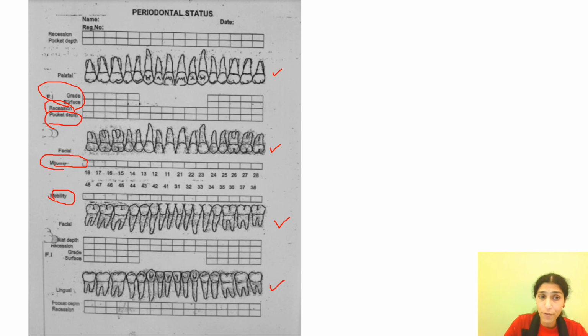Recession also has to be recorded on 3 plus 3, 6 surfaces: on the buccal 3 surfaces and palatal 3 surfaces, that is mid buccal, mesiobuccal and distobuccal. Similarly, mid palatal, mesiopalatal and distopalatal of each tooth have to be recorded. A total of 6 probing measurements of recession and pocket depth have to be recorded for all the teeth in case of generalized periodontitis. If it is generalized everywhere, then definitely you need to record a full mouth periodontal charting.